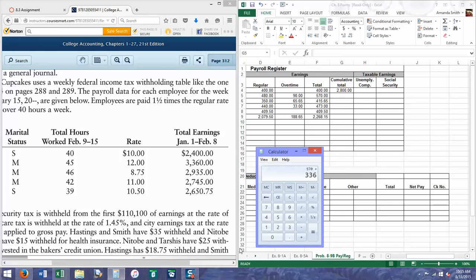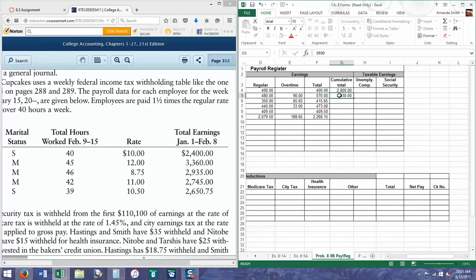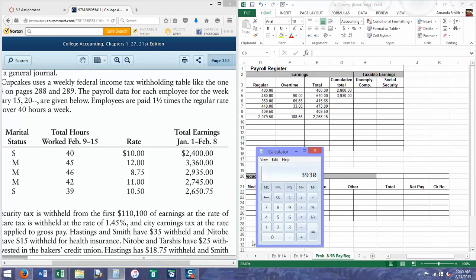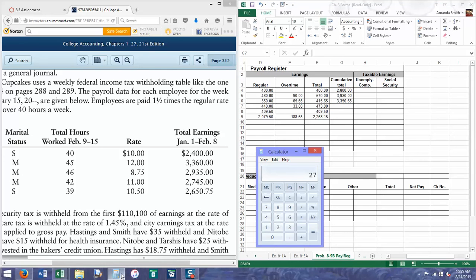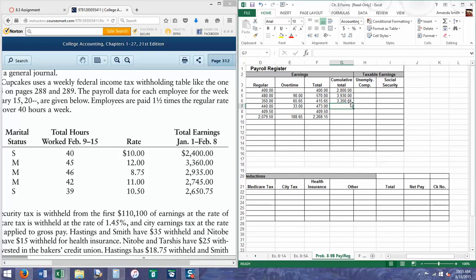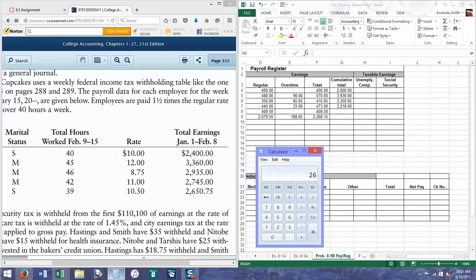$570 plus $33.60, $3,930. $29.35 plus $415.65, $33.50.65. $32.18. So $26.50.75 plus $409.50, $30.60.25.